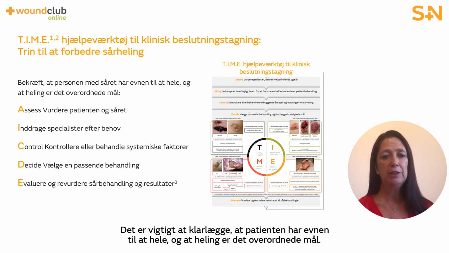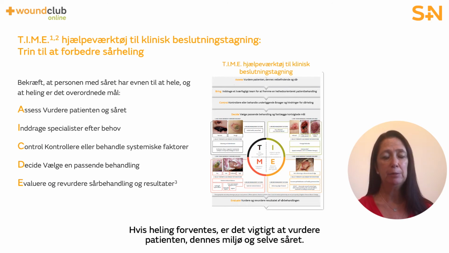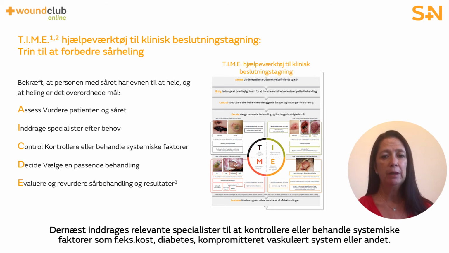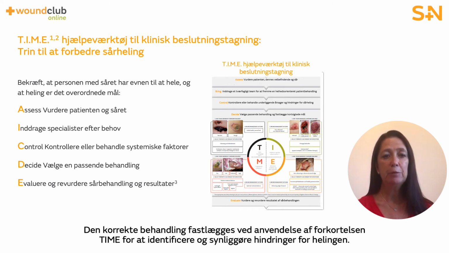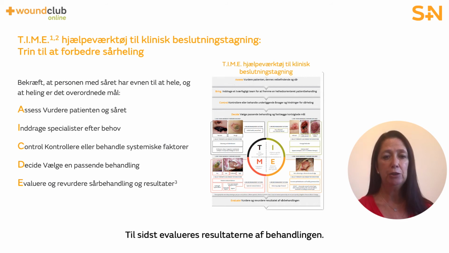It is important to identify that the patient has the ability to heal and that healing is the goal. If healing is expected, it is important to assess the patient, their environment and the wound. Next, bring in specialists as needed to control or treat systemic factors such as nutrition, diabetes, vascular compromise or others. Decide appropriate treatment by using the T.I.M.E acronym to identify and prioritise barriers to healing. Lastly, during the course of care, evaluate the results of treatment.